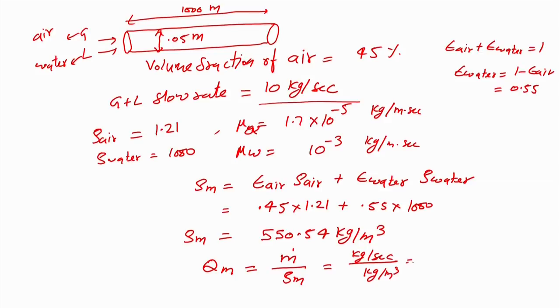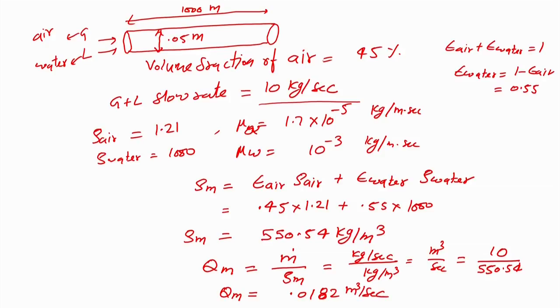So, what you are going to get? You are going to get meter cube per second. Okay. So, you will get the volumetric flow rate, and that is what m naught value is given 10. This value, rho m value will get 550.54. So, what you are going to get the Qm value, if you divide it, you will get 0.0182 meter cube per second is the volumetric flow rate.